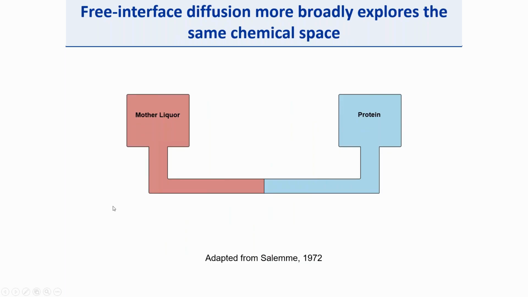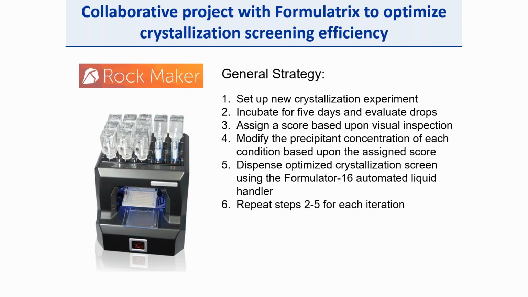Another method that people tend to use is called free interface diffusion, and this is where you can set up your protein and mother liquor on opposite ends of a capillary, and over time these two will diffuse and mix, and this gives you a much finer slicing of that chemical space and a greater chance of identifying a good crystallization hit. However, practically speaking, when it comes to isolating individual crystals for diffraction experiments, this can be quite tricky. So we set out with a collaborative project with Formulatrix to try to take advantage of both of these methods.